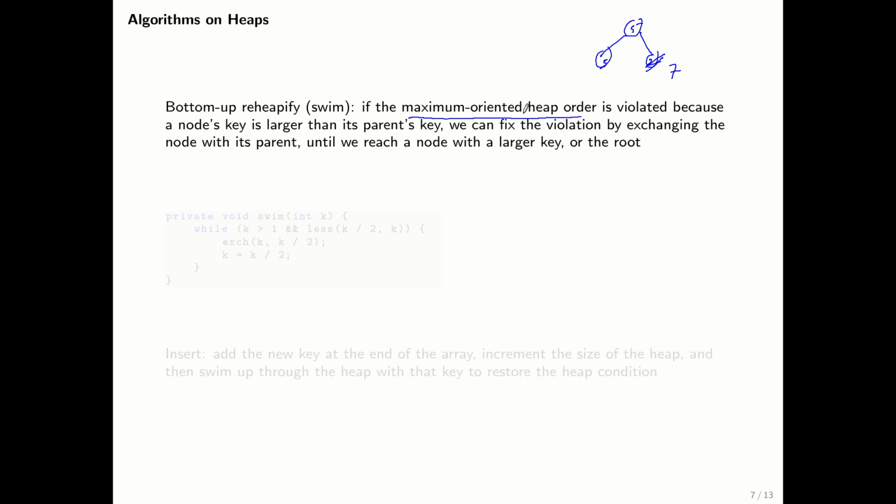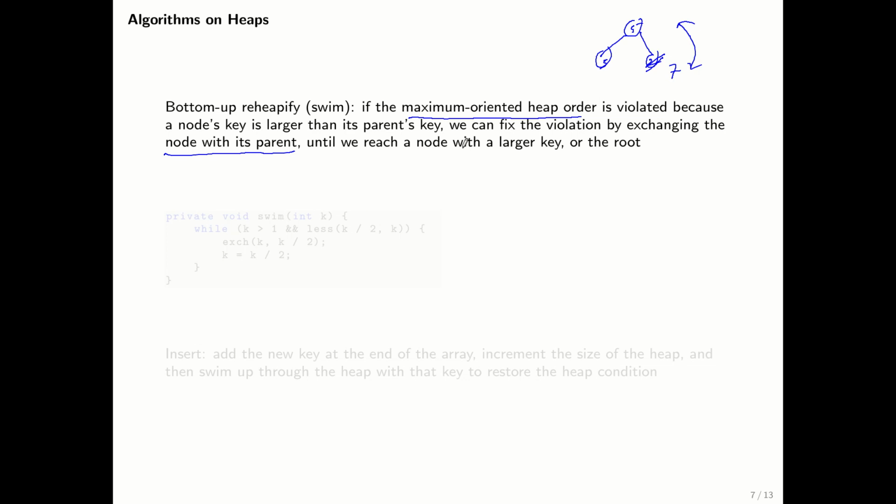So if the maximum oriented heap order is violated because a node's key is larger than its parent's key, such as in this case, then we can fix this violation simply by exchanging the node with its parent. All right, so we simply exchange these two guys. But when we exchange, that might result in a new violation with respect to its parent. So what we do is we exchange the node with its parent and we repeat this until we reach a node with a larger key, or we reach the root itself. Once you're at the root, there is nowhere to go.